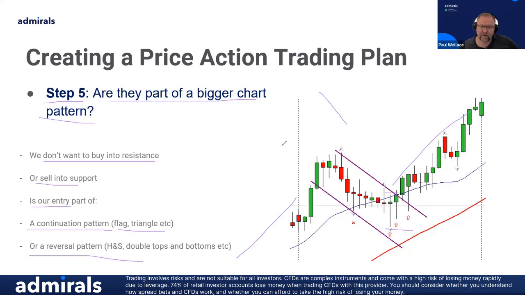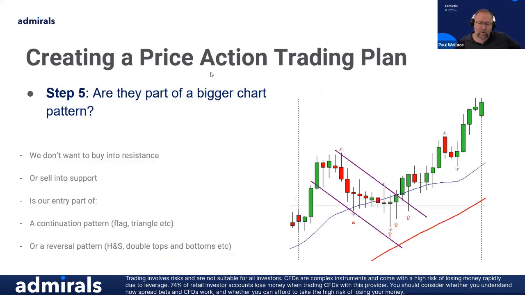Or is it something like a reversal pattern, where we get an opportunity in front of a head and shoulders or a double top or bottom? Step 5 is about the fact that sometimes traders get super focused on trading that pin bar off support, and they can't see the wood for the trees. It's about taking a step back and asking, is it part of a bigger chart pattern? Because that could give us an opportunity, or it could provide us with a warning.